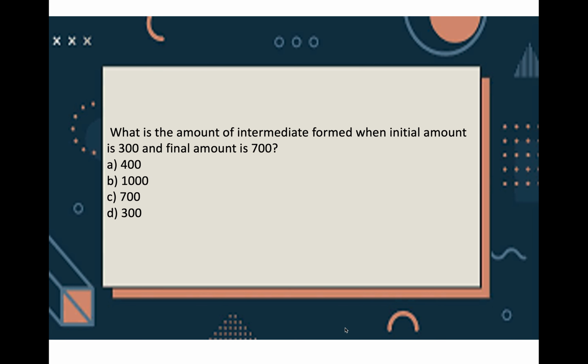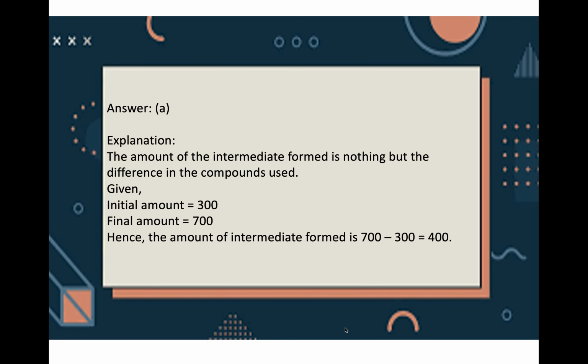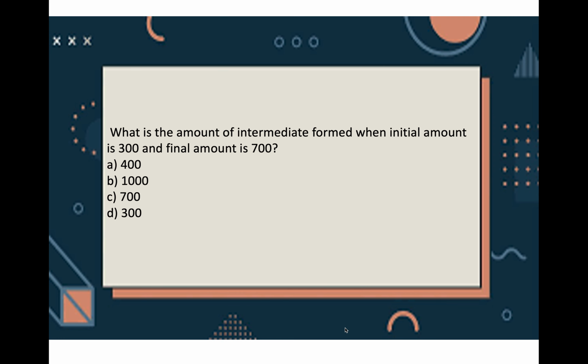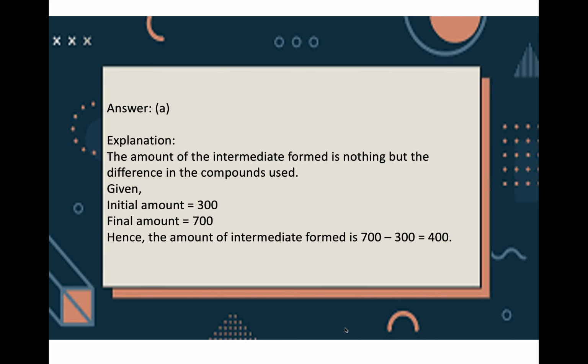Now, what is the amount of intermediate formed when initial amount is 300 and final amount is 700? A. 700, B. 1000, C. 700 and D. 300. So, the amount of intermediate formed, that is option A, 400. It is a difference in the compounds used, like initial amount is 300, final amount is 700, means just you subtract it and you get the answer 400.